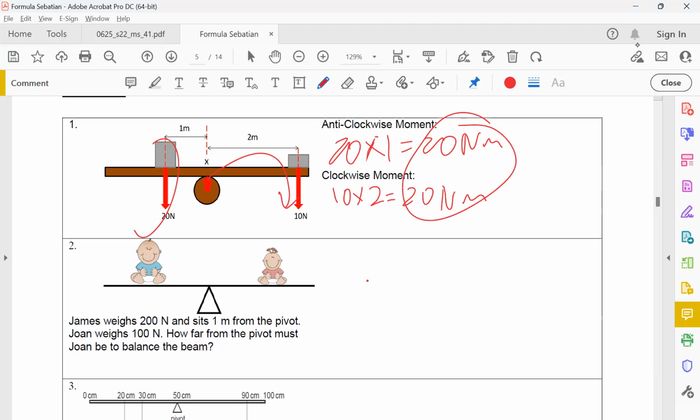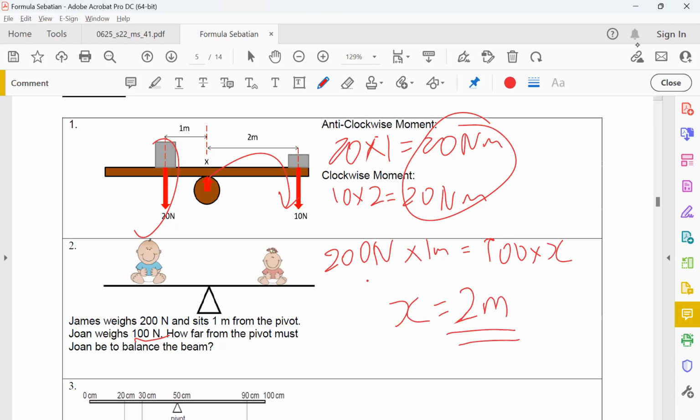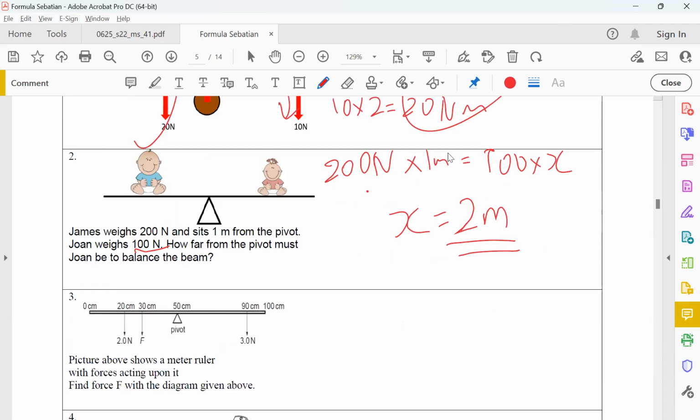Same thing for this one as well. James weighs 200 newtons, right? It's 200 newtons and sits 1 meter away from the pivot. If this guy is only weighing 100 newtons, how far must he sit away to be in equilibrium? It's basically 100 multiplied by your x. If you do your calculation here, your x is definitely going to be 2 meters. Very straightforward, very easy, right?